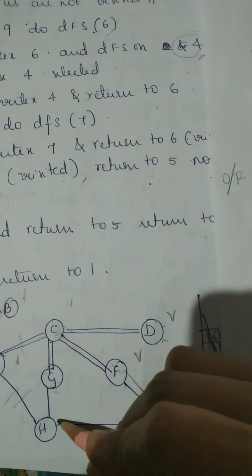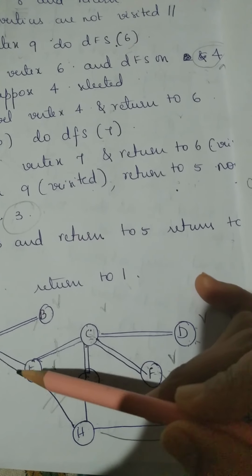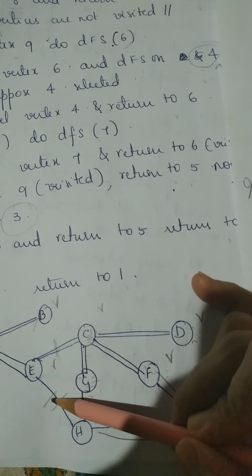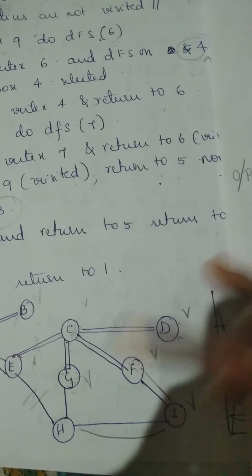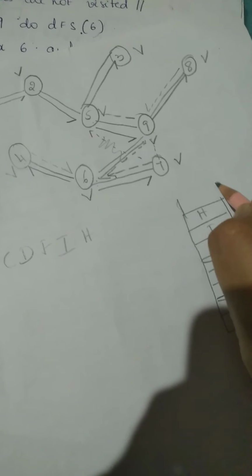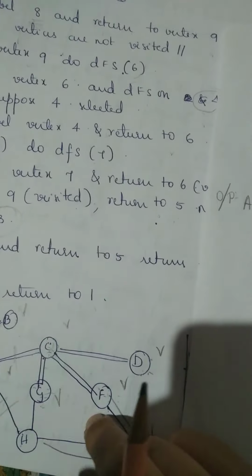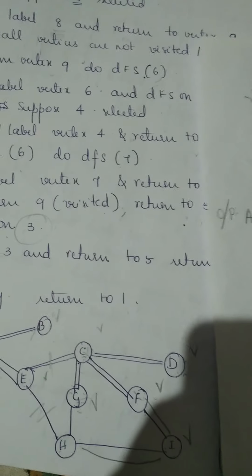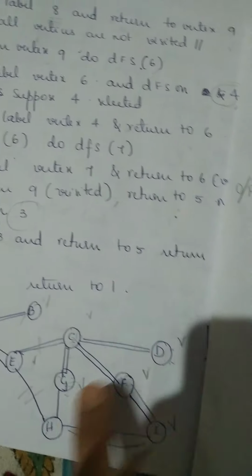Right? From H, what are the adjacent vertices? That is G or E. But E is already visited. So G is unvisited. So I can go for G now. Right? G. Now, next, from G, is there any vertex left out which is unvisited and adjacent to G? No. Just pop G. Next, go for H.